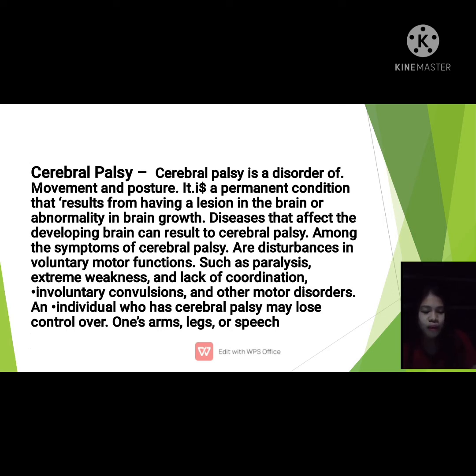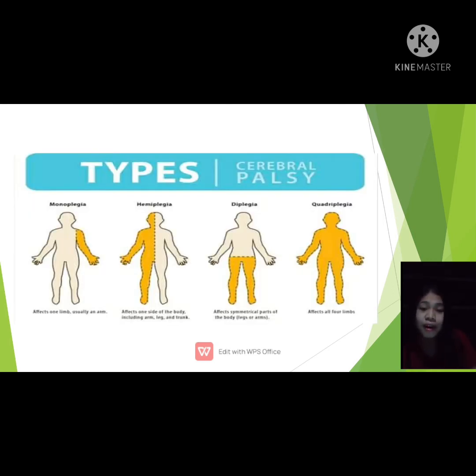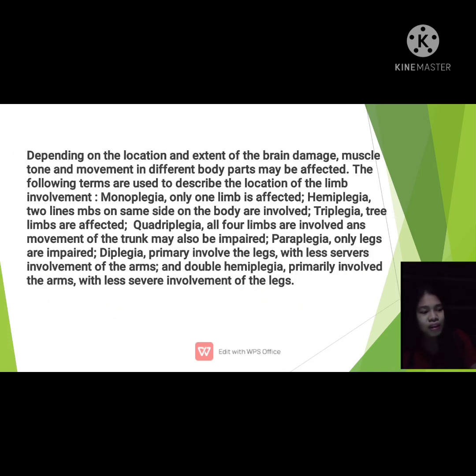Yan. Dito naman tayo sa types ng cerebral palsy. Okay, meron ditong monoplegia, hemiplegia, diplegia, and quadriplegia. Yan, alamin natin kung ano nga ba yung monoplegia. Monoplegia ito ay isang uri ng paralysis na nakaka-apekto sa paa, kadalasan sa braso.